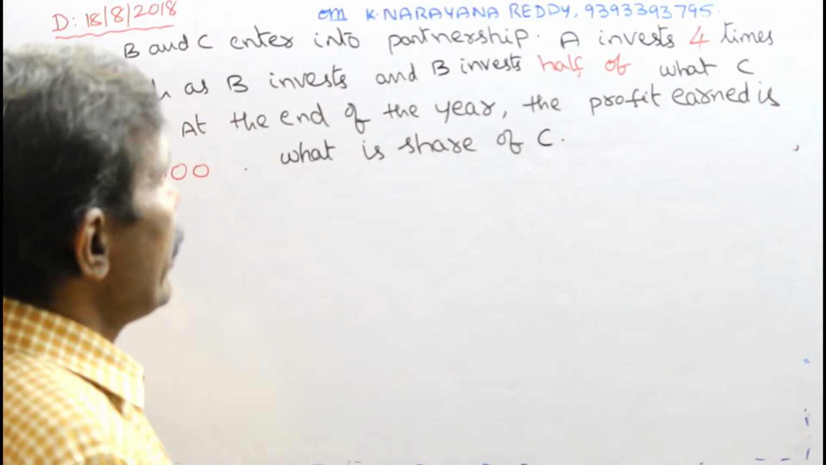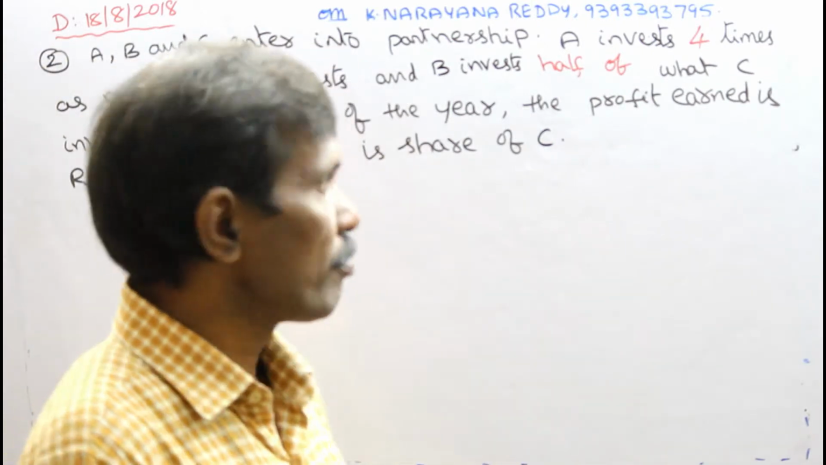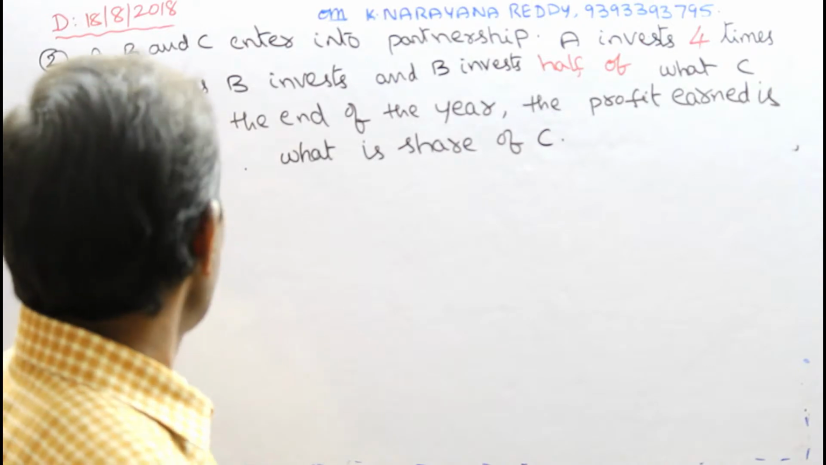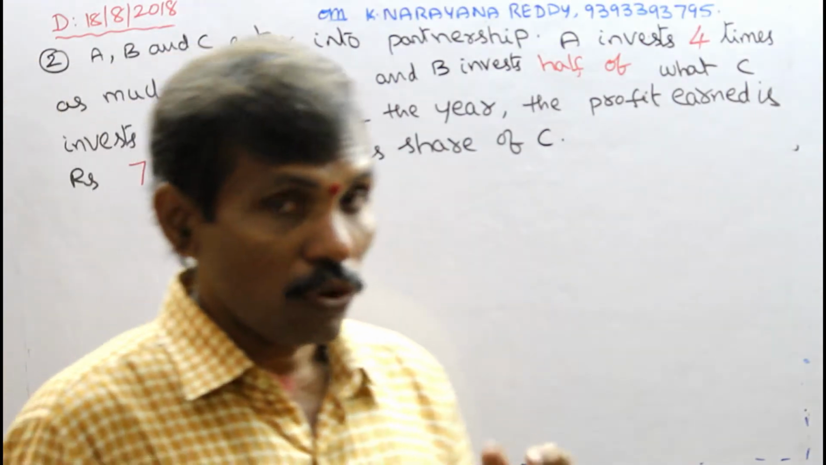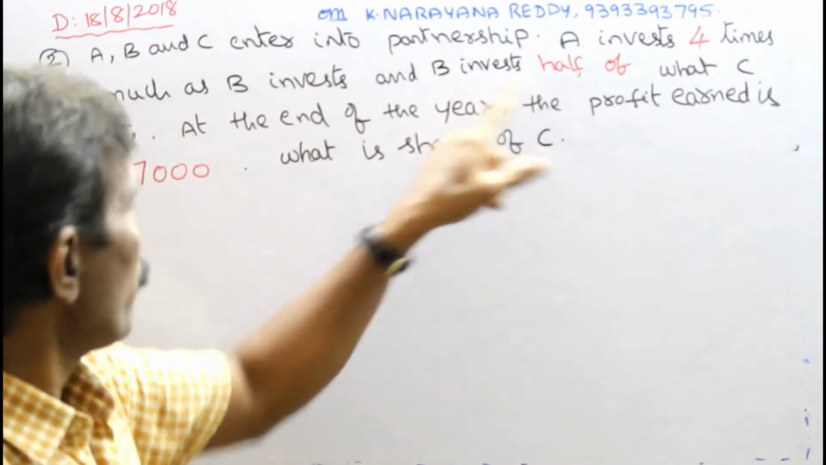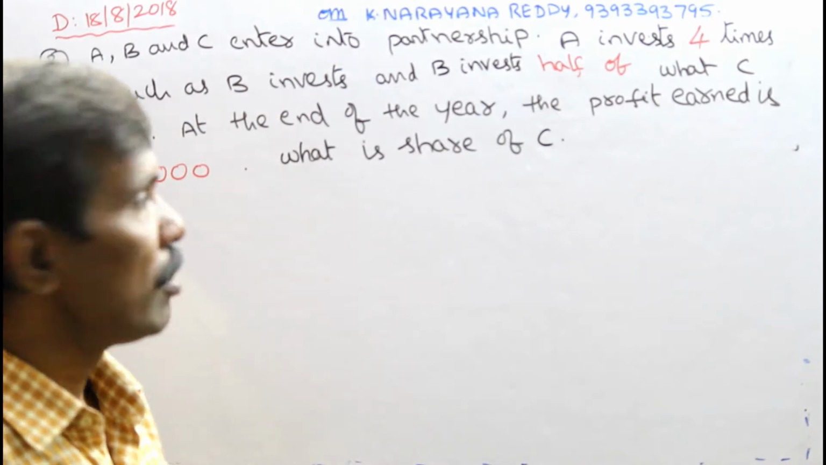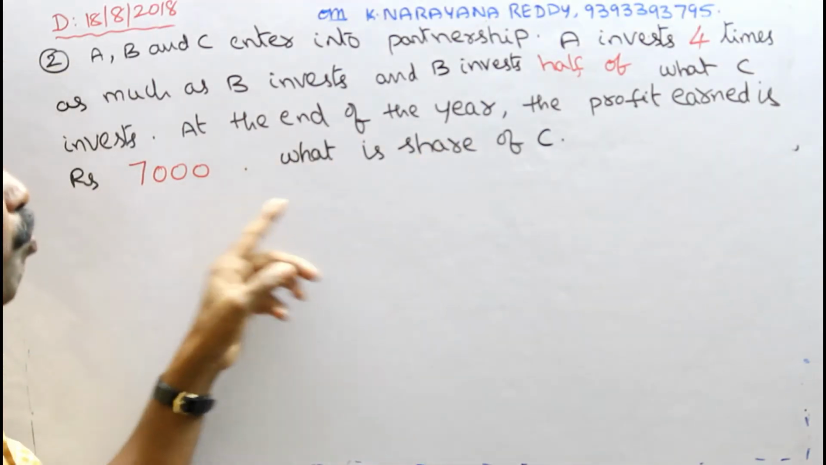A, B, and C enter into partnership. So there are three partners. A invests 4 times as much as B invests, and B invests half of what C invests. At the end of the year, the profit earned is 7,000. What is the share of C?